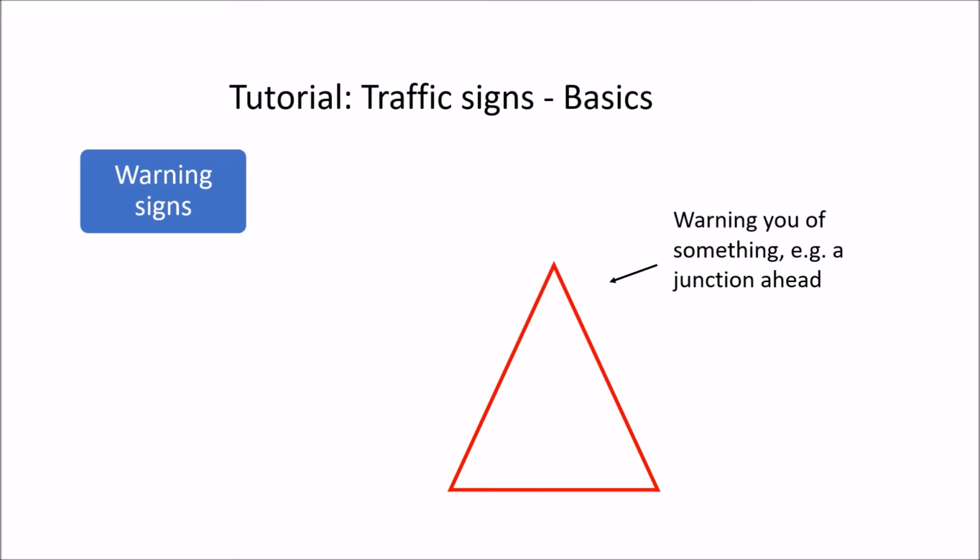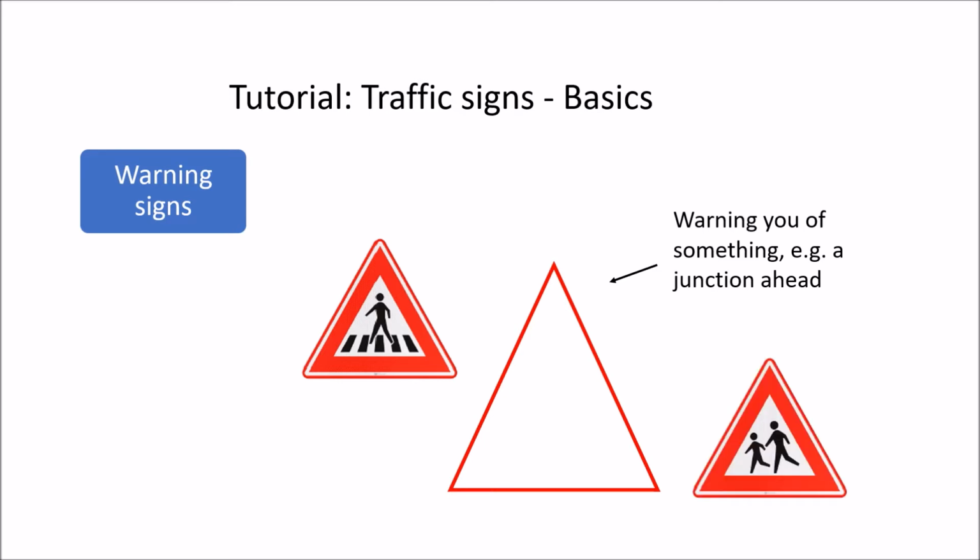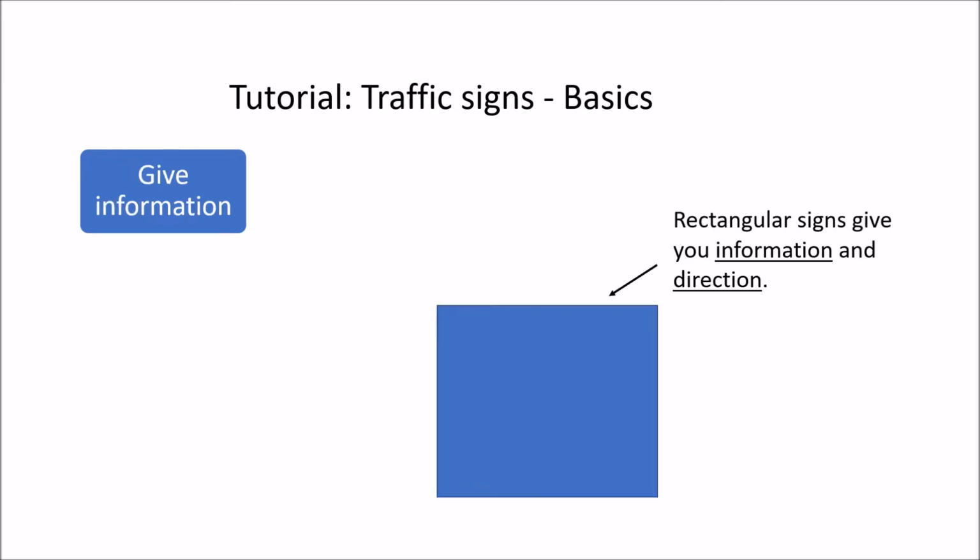The second category are the warning signs. The warning signs are always represented by triangles. For example, the zebra crossing, which you will have ahead, or maybe a kids playing area that you should be careful about. So the warning signs are represented by the triangles.